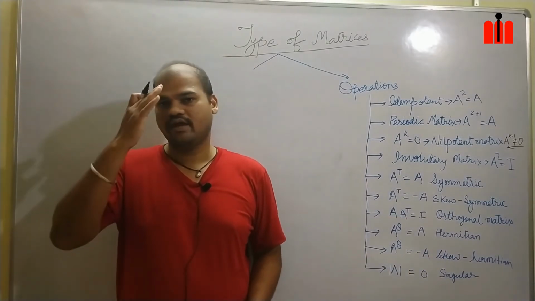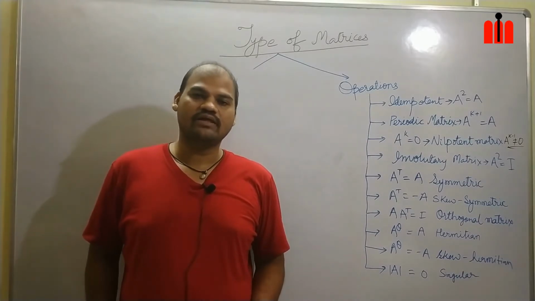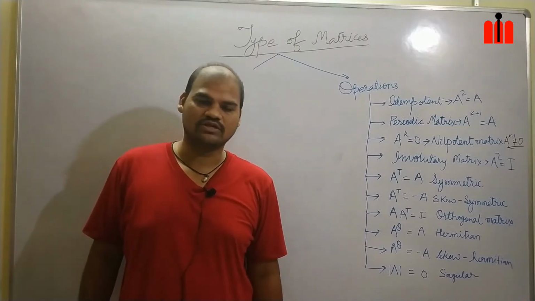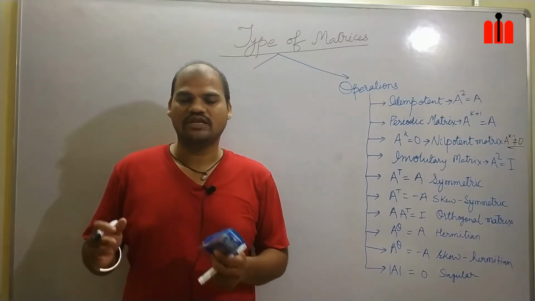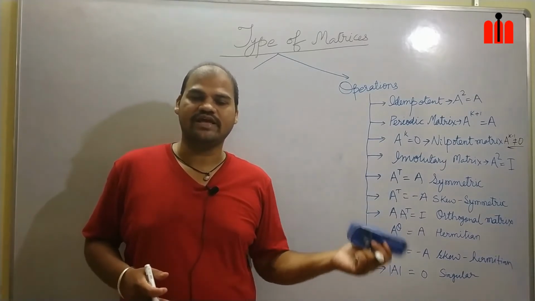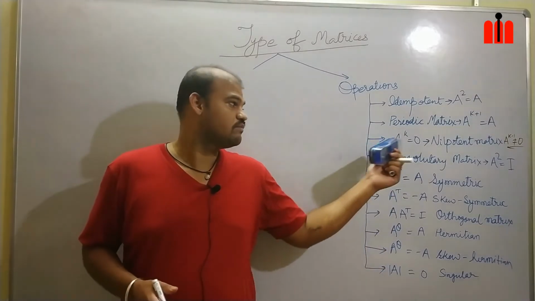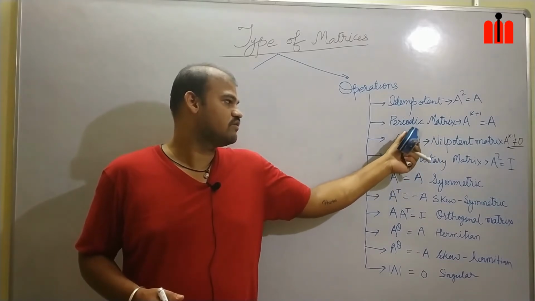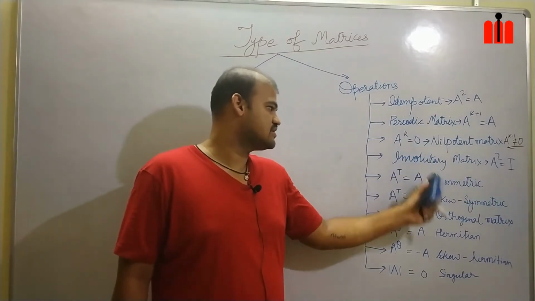Are you getting it? If you get A to the power of 3 as 0, then definitely your A to the power of 4 will be 0, and A to the power of 5 will also be 0. So whenever you get A to the power of 3 equal to 0, you have to make sure whether A square is equal to 0 or not. If A square is not equal to 0 and A to the power of 3 equal to 0, then it satisfies the nilpotent matrix condition. This is known as a nilpotent matrix.